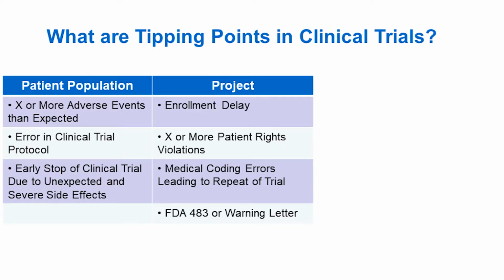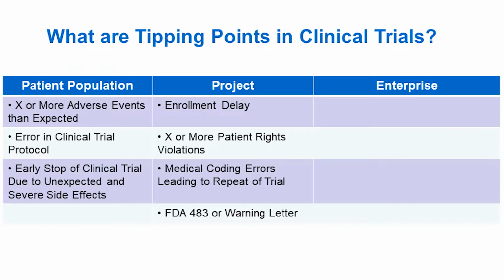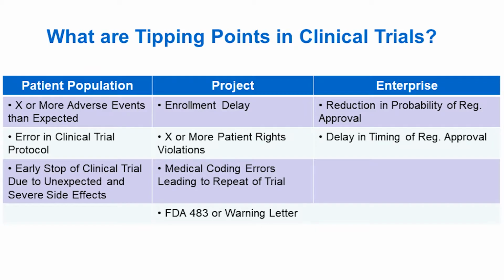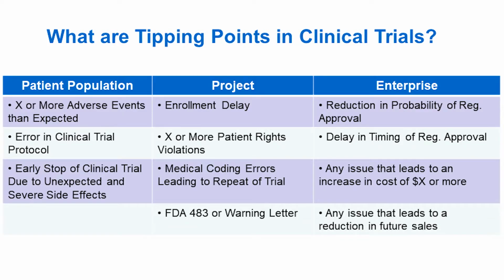And finally, from an enterprise perspective, example tipping points of material consequences include any reduction in the probability of regulatory approval, a delay in the timing of regulatory approval of 3 or more months, any issue that leads to an increase of costs of more than $50,000, and any issue that leads to a reduction in the future sales of the targeted commercial product.